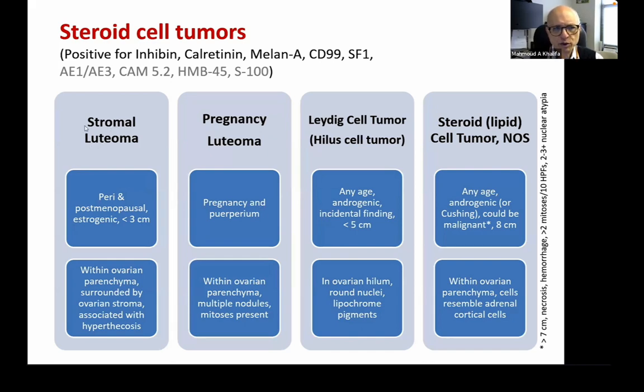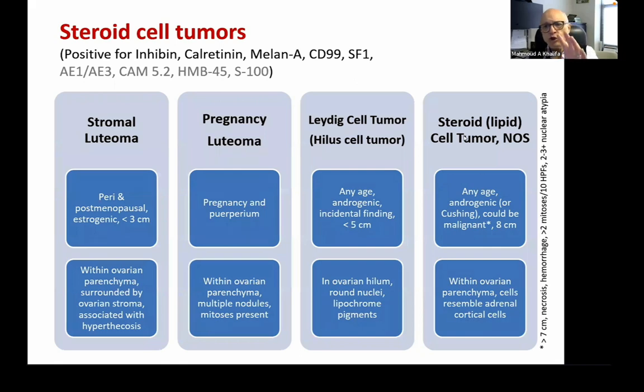The difference between stromal luteoma and Leydig cell tumor is that Leydig cell tumors start in the hilum, and stromal luteoma is in the stroma of the ovary. So if you have the tumor limited to the hilum of the ovary, most likely it is a Leydig cell tumor. These are usually androgenic. They will tell you the patient is struggling with hirsutism and deepening of voice and everything.